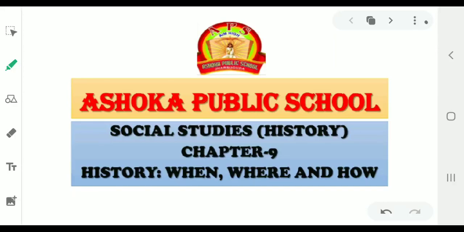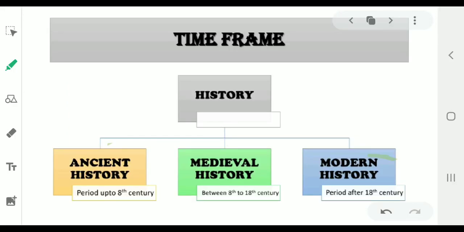So now we will read about the time frame of history. As we know, history is a journey across time. The historians have divided our past into three periods. The first one is your ancient history, the second one is your medieval history, and the last one is your modern history.